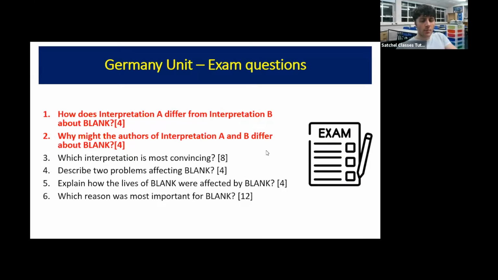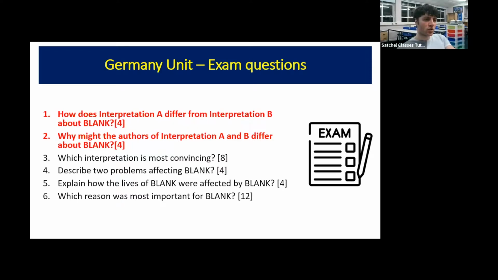Okay, so I thought it might be beneficial just to remind ourselves what the 6 question styles are in the AQA unit. So the ones we're looking at today are the 2 4-markers here. Question 1 will always be, how does interpretation A differ from interpretation B about blank? Now, I've put blank there in block capitals because it could be about anything from within the unit. So it's not always going to be the precise same subtopic. That will vary, but it will always be something from within the Germany 1890 to 1945 unit. And it will show you 2 interpretations, A and B, on the exam paper.